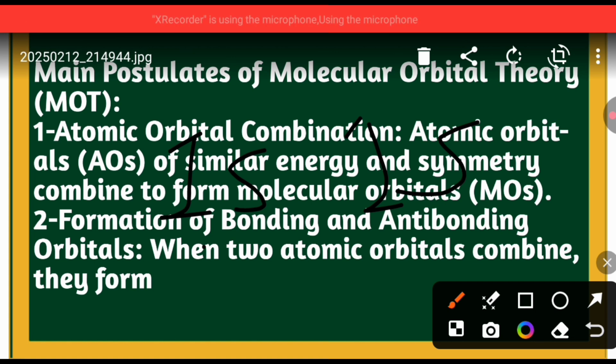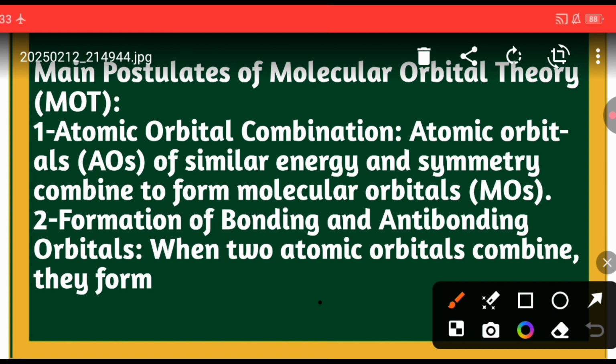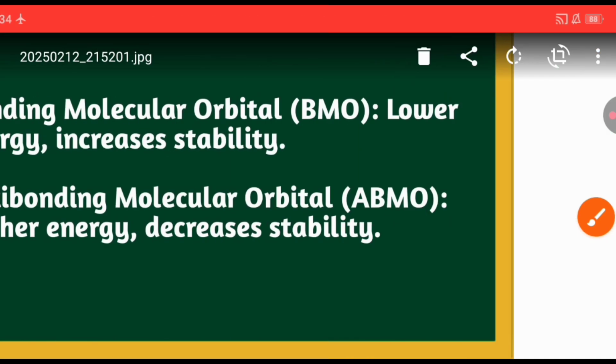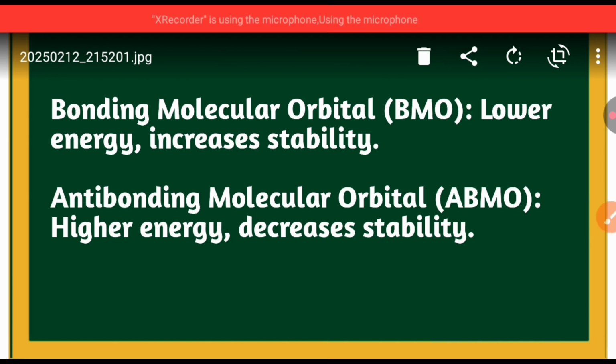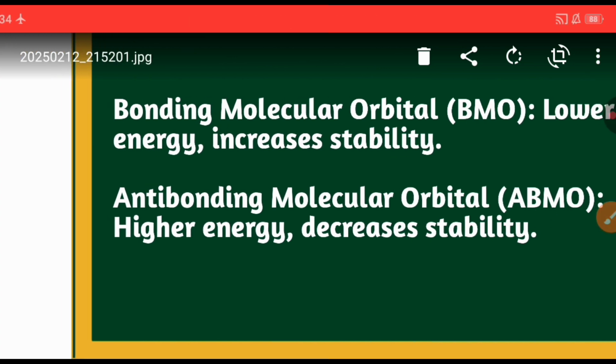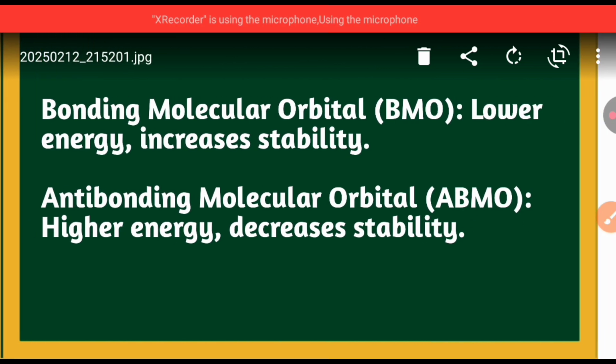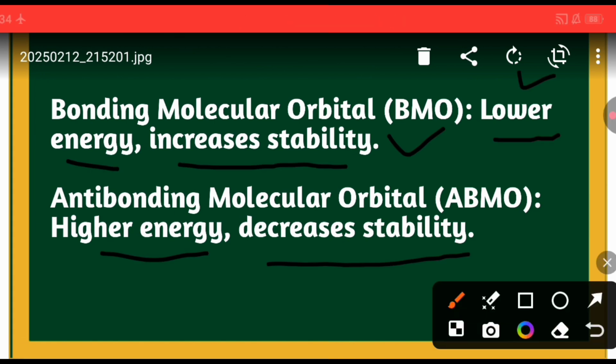Same energy means they have comparatively the same energy level, that is 1s and 1s. Second postulate: formation of bonding and anti-bonding orbitals. When two atomic orbitals combine, they form molecular orbitals. And there are two: first the bonding molecular orbital and the second is the anti-bonding molecular orbital. Bonding molecular orbital has lower energy and increases the stability, and anti-bonding molecular orbital has higher energy and decreases the stability.